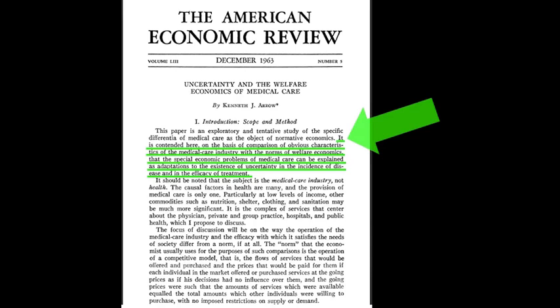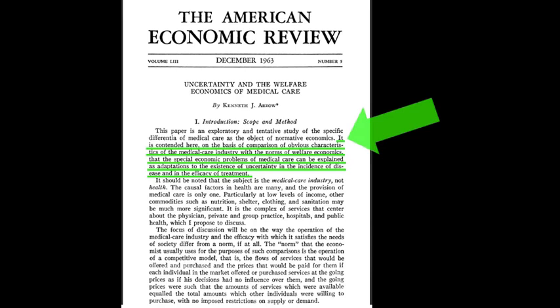So Arrow also makes this argument in the very first paragraph of his article, and so I'm going to give you storytelling part 2. I'm going to start reading in the second sentence of the article. Arrow says, "It is contended here, on the basis of comparison of obvious characteristics of the medical care industry with the norms of welfare economics, that the special economic problems of medical care can be explained as adaptations to the existence of uncertainty in the incidence of disease and in the efficacy of treatment."